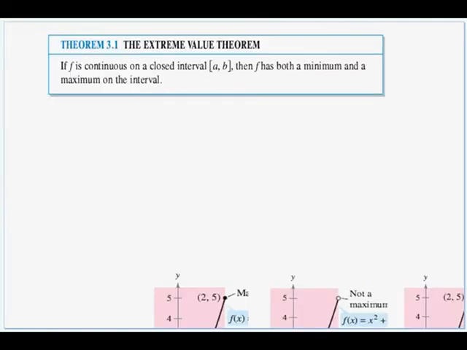And here's Theorem 3.1, the extreme value theorem, or the EVT. What the EVT says is if f is a continuous function on a closed interval from a to b, then f, the function, has both a min and a max somewhere on that interval. And let me highlight a couple of the key pieces here. It has to be a continuous function on a closed interval. Those are key. The function must be continuous and it has to be a closed interval.